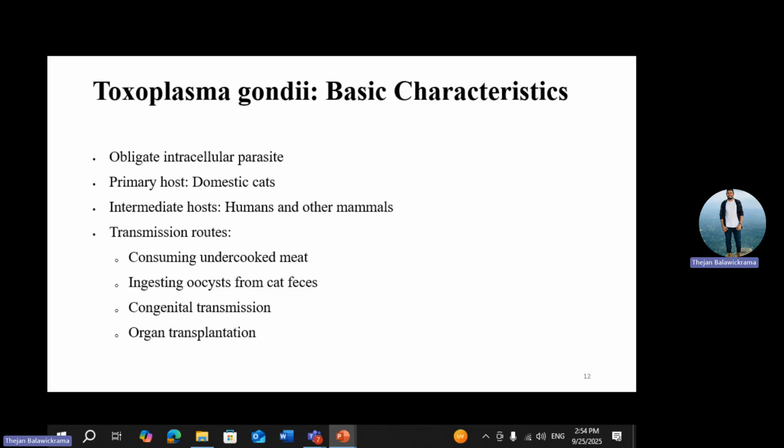Speaking of transmission routes. It's about domestic cats now. Consuming undercooked meat. Some of us feed domestic cats raw meat, any kind of meat. If the meat is not properly cooked, then the infection can go.